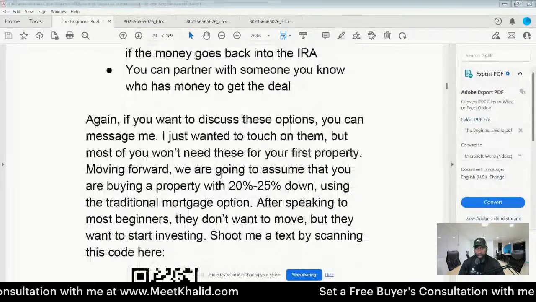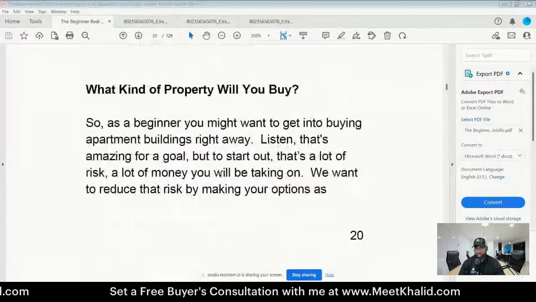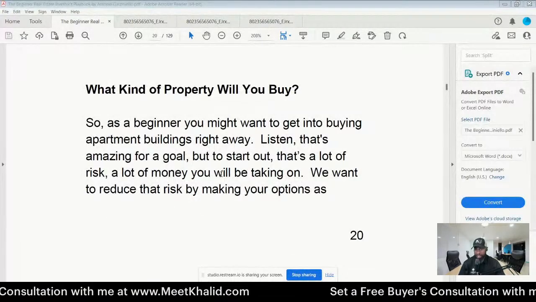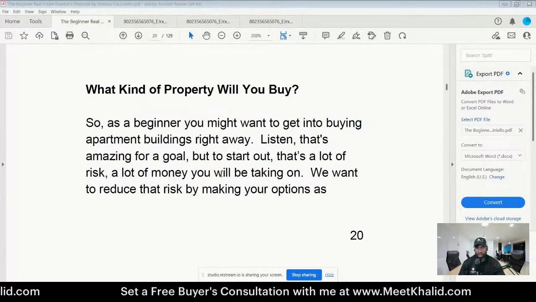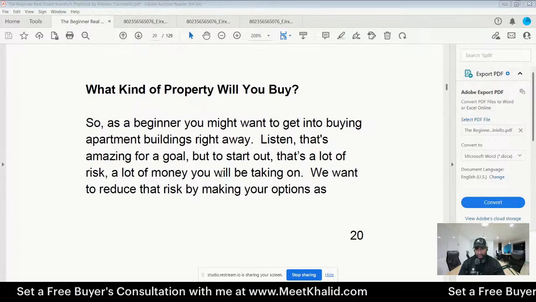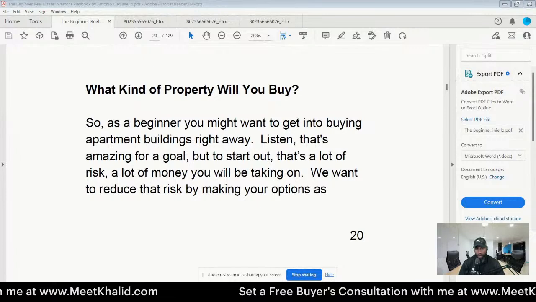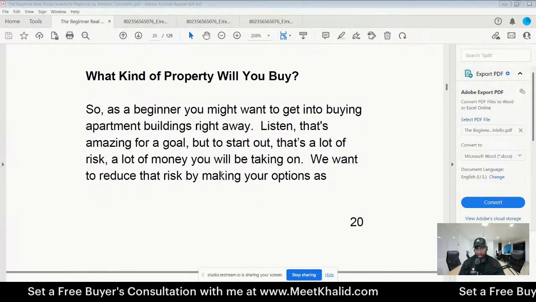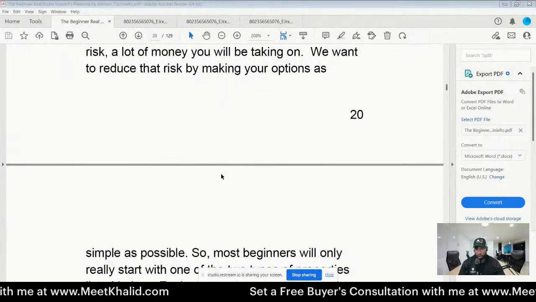So what type of property do you want to buy? It says as a beginner, you may want to get into buying buildings right away. Listen, that's an amazing goal, but to start out, that's a lot of risk, a lot of money you will be taking on. So we want to reduce that risk by making your options as simple as possible.